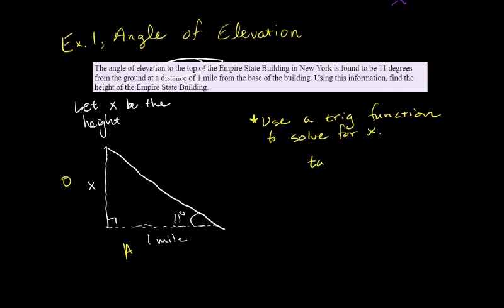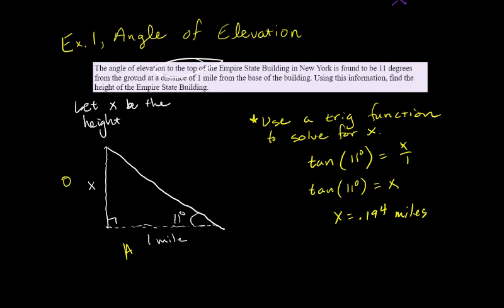So we do tangent of 11 degrees would equal x over 1. And so then obviously that's just x on that side. So whatever the tangent of 11 degrees is, that is going to be what x equals. So if you've got your calculator, you're going to want to make sure that it's in degrees, and then you'll do the tangent of 11 degrees. And you should get x equals 0.194-ish miles. Now, it would be weird to say that the Empire State Building is 0.194 miles tall.